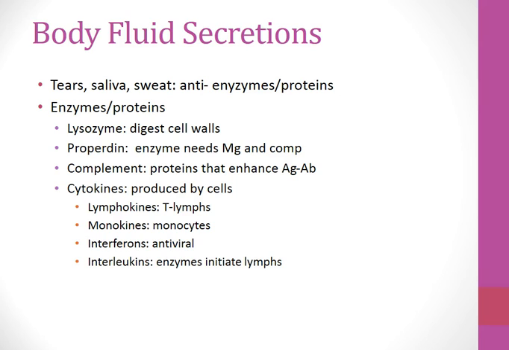Cytokines are a group of chemicals that are produced by lymphocytes, monocytes, endothelial cells, which are lining cells in cavities, and fibroblasts in inflammation. And the four things listed there are types of cytokines. The lymphokine is produced by T lymphs. The monokines are produced by monocytes. Interferon is an antiviral, and this interferes with viral replication to prevent the virus from replicating.